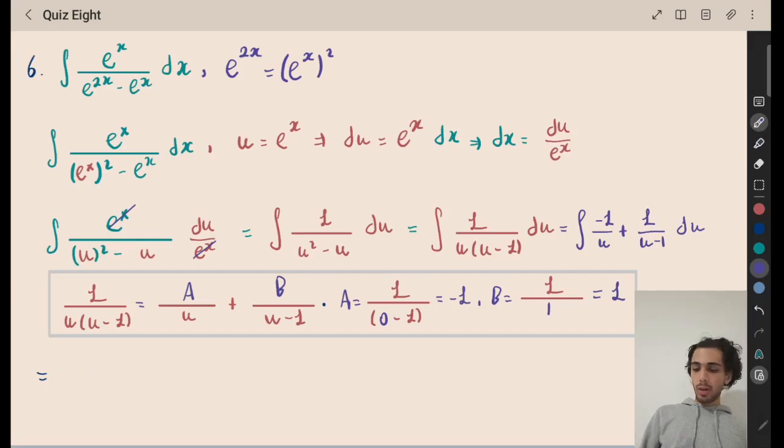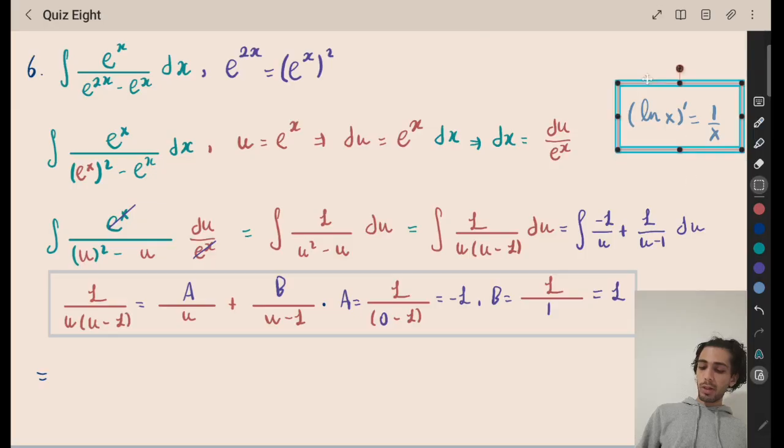And the derivative of a special function called the ln of x is 1 over x. So that is the antiderivative of 1 over u. It's ln of u.